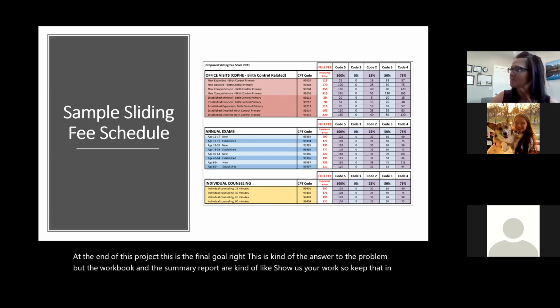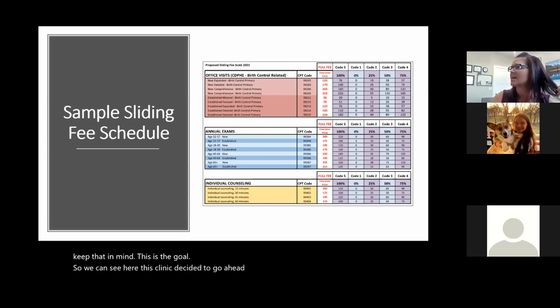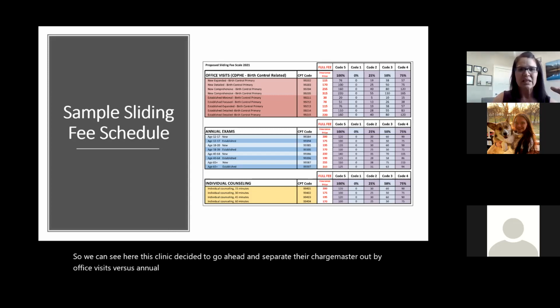This is the goal. So we can see here, this clinic decided to go ahead and separate their charge master out by office visits versus annual exams versus individual counseling. They also decided to do a slide based on percentages.